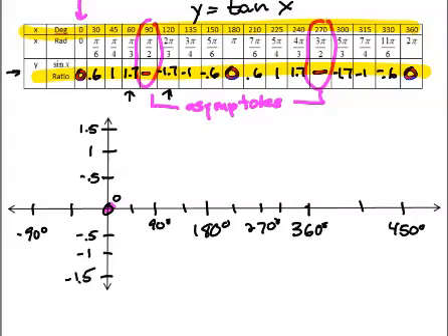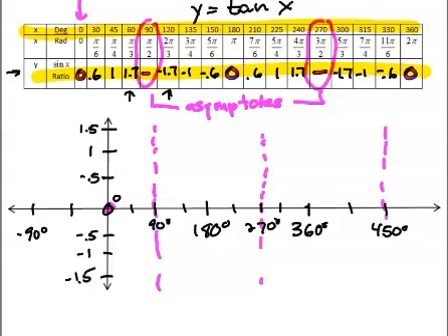So if we have an asymptote at 90, that's where it's undefined. Oh, that was not a very straight line. That's an asymptote, and this is an asymptote. For that matter, an asymptote occurs again at 450, and it would occur again at -90. Okay, from here on, we'll just concentrate on some of these basic points now.